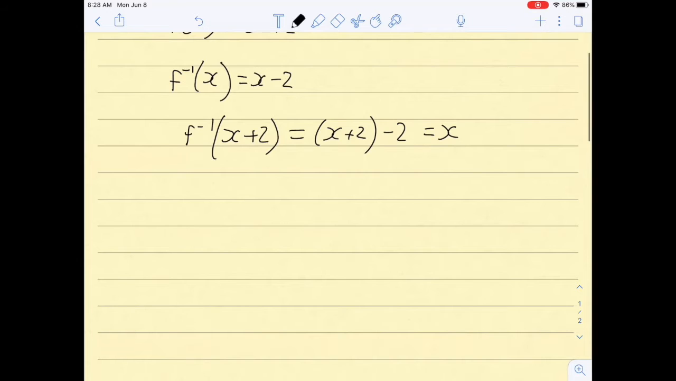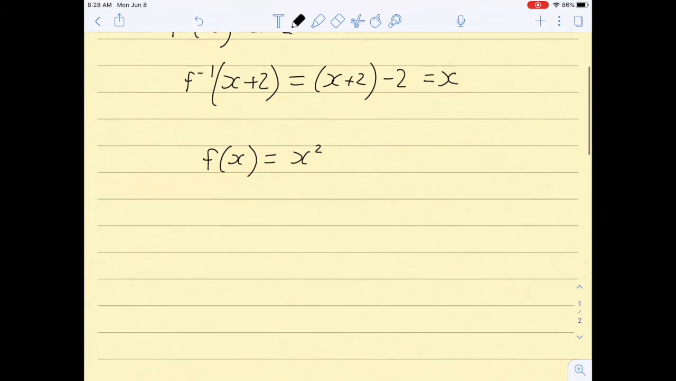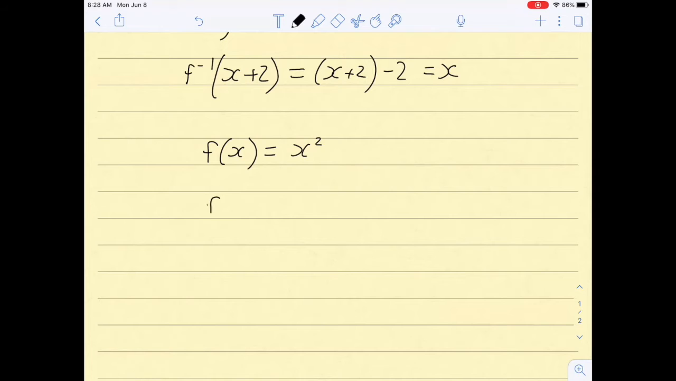So if I had a function like f of x equals x squared, how do I find the inverse function? And that's what we're going to be looking at with trigonometric functions. How do you find that inverse function? What would undo it? Well, the inverse function would be the square root of x. Because if I take x squared and take the square root, I get x.